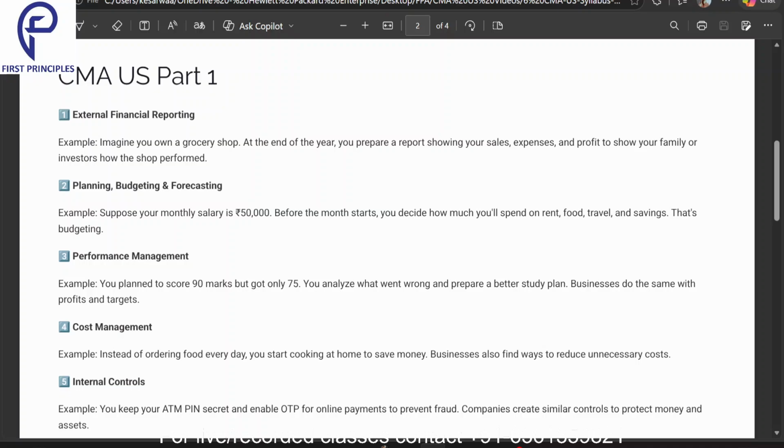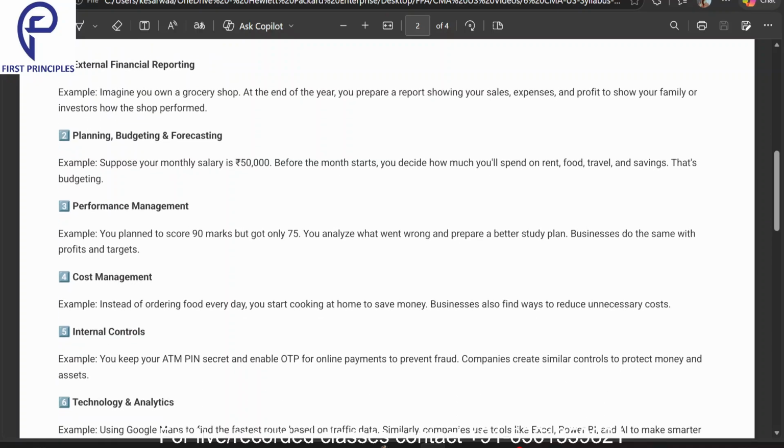Coming to section E, which is about internal controls. Companies create controls, checks, and control points at different levels in order to protect the money and the assets of a particular organization.